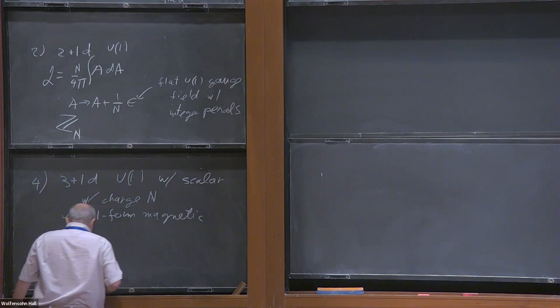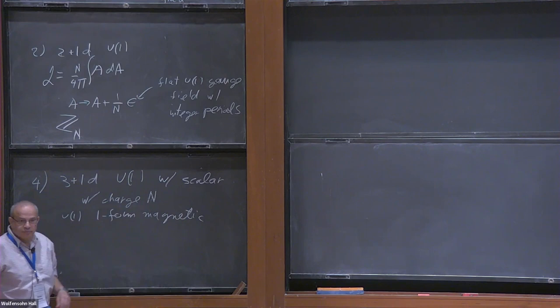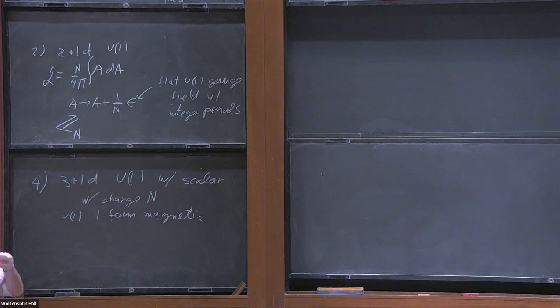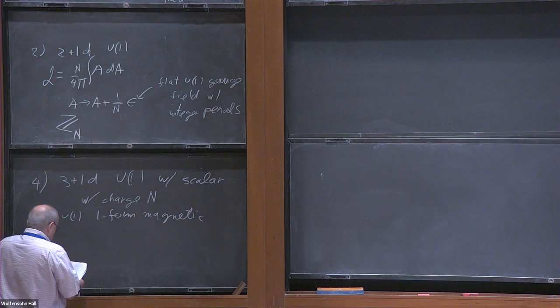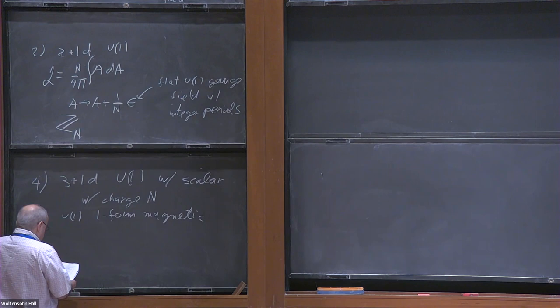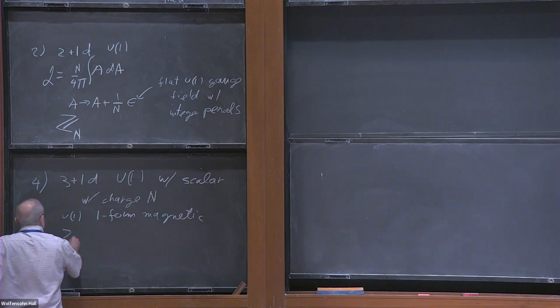But the existence of dynamical charged particles means that the electric symmetry is broken. The electric symmetry tries to shift the gauge field by a flat gauge field. The kinetic term for the scalar field is not invariant, unless we shift it by something that is n times the basic unit. And therefore, the symmetry is only a Zn one form electric symmetry.